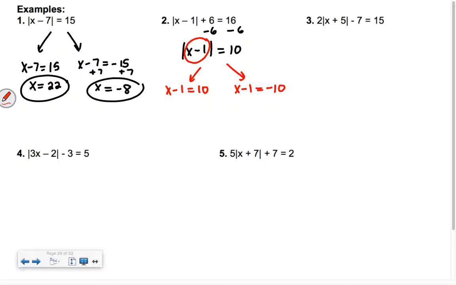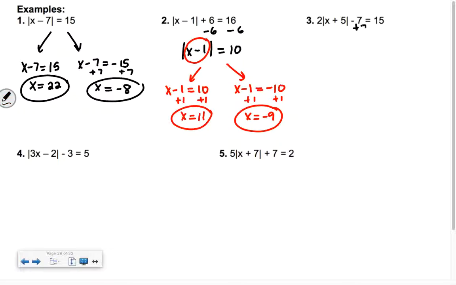And we solve both. So I'm going to add 1 and add 1. So I get x equals 11. I add 1 and add 1, and I get x equals negative 9. So those are my two answers. Feeling pretty good about this?